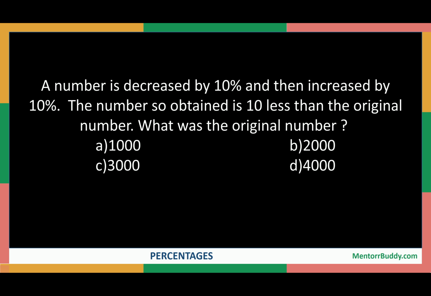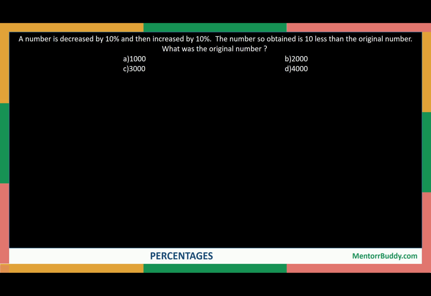Okay, so let's understand this question. It is saying that the number is decreased by 10% and then it is increased by 10%. The number so obtained is 10 less than the original number. Okay, so let the number be x.